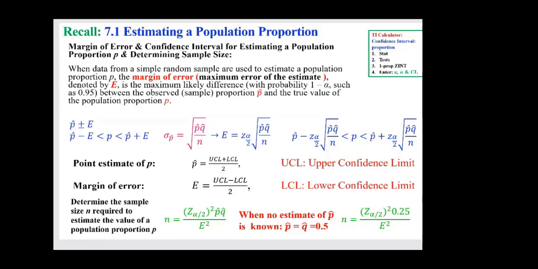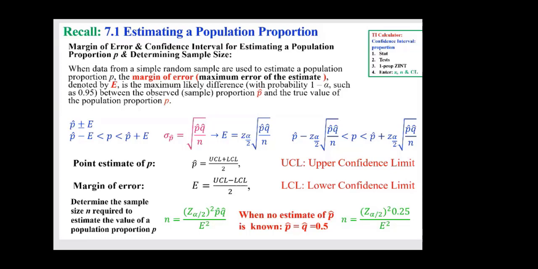The square root of P hat Q hat over N is used to calculate the E. That is sigma of P hat, the variation of that, the variance of that. So E is Z alpha over 2 times the square root of P hat Q hat over N, and that is the E that is added and subtracted from P hat to make up the confidence interval.